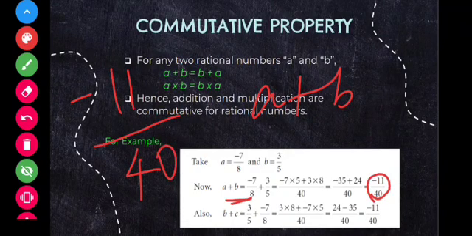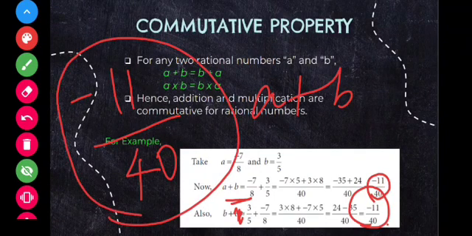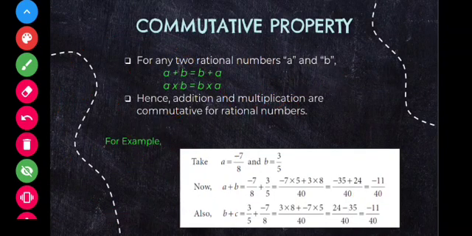Okay, now you have to add B plus A. So B plus A is 3 by 5, which you should put first, and then A, minus 7 by 8, next. After adding, you are also getting minus 11 by 40. For A plus B you are getting minus 11 by 40, and for B plus A you are also getting minus 11 by 40. Hence the commutative property is satisfied.